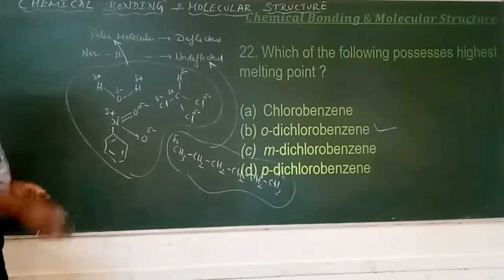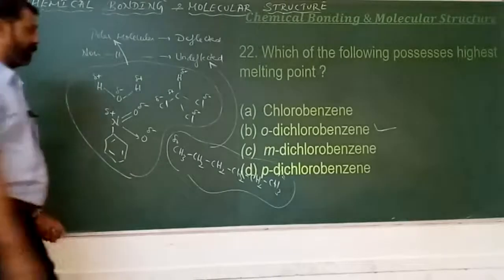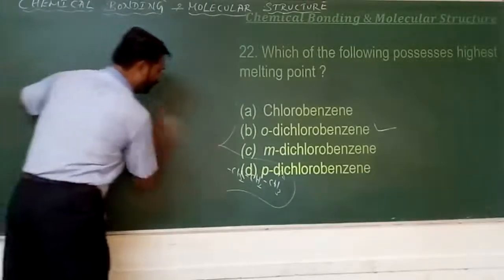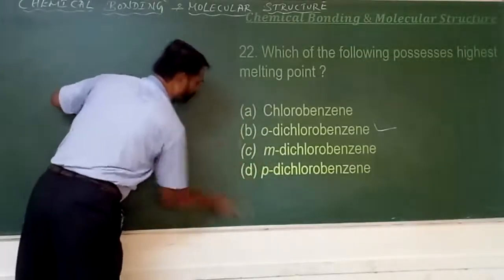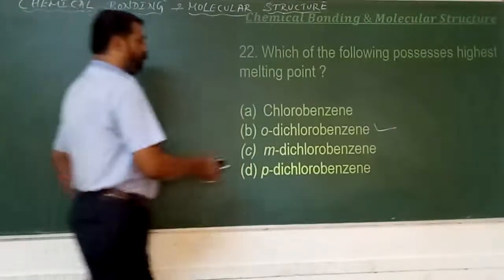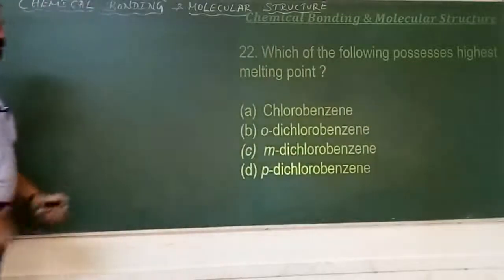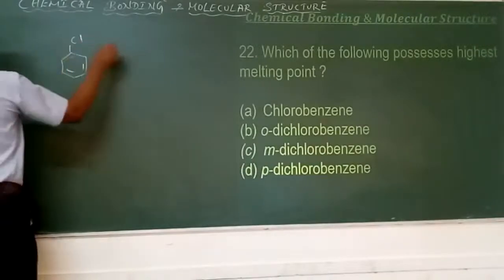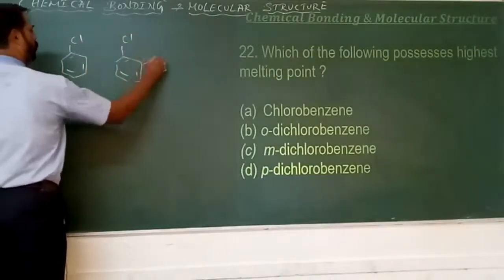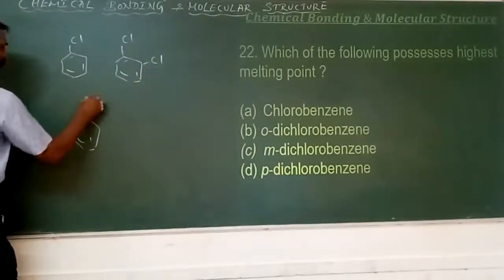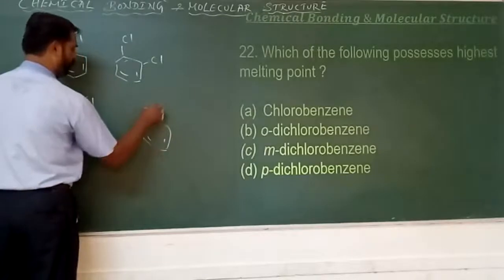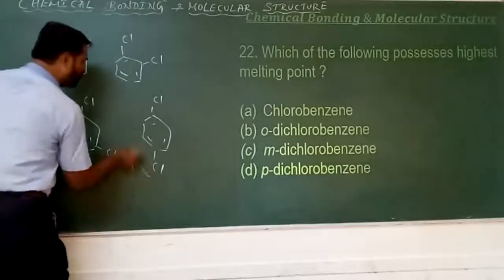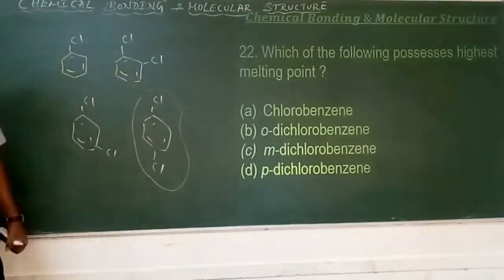Which of the following possesses the highest melting point? When can we expect a molecule to have the highest melting point? Here we have chlorobenzene, ortho-dichlorobenzene, meta-dichlorobenzene, and para-dichlorobenzene. Which one has the more symmetrical structure? The more symmetrical structure is para-dichlorobenzene.